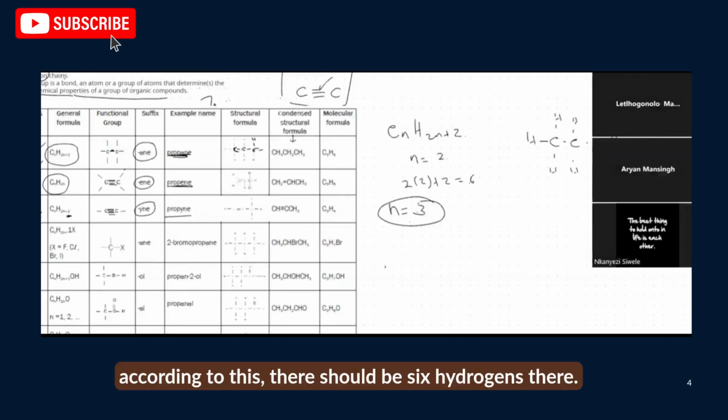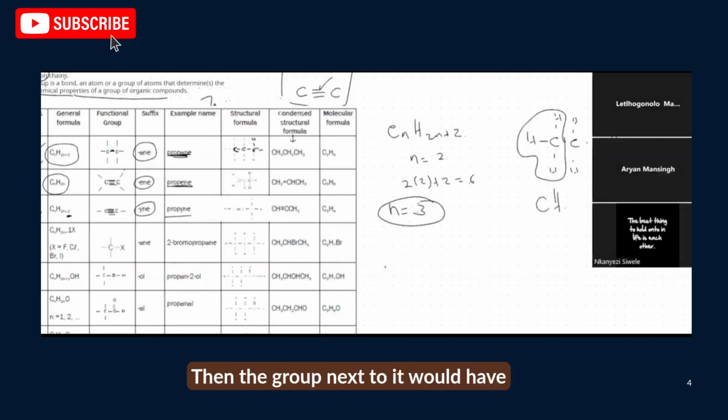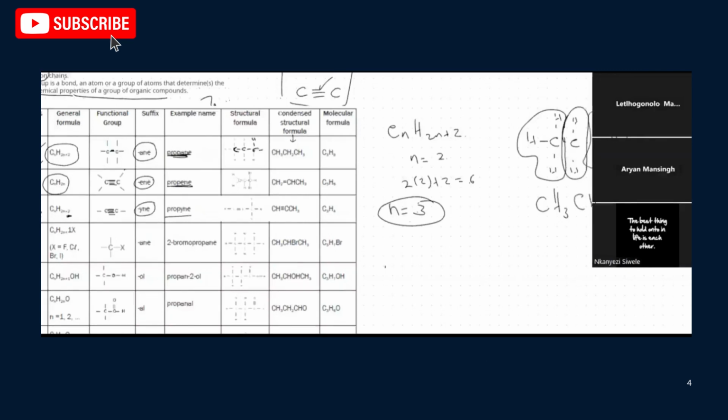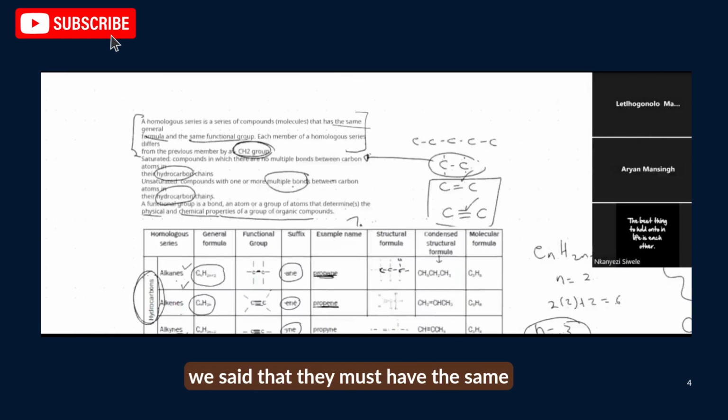And according to this, there should be 6 hydrogens there. So when we write our condensed structure, we will first take a look at our initial group, which has 1 carbon, 3 hydrogens. Then the group next to it would have 1 carbon, 2 hydrogens, and the one at the end will have 3 carbons.